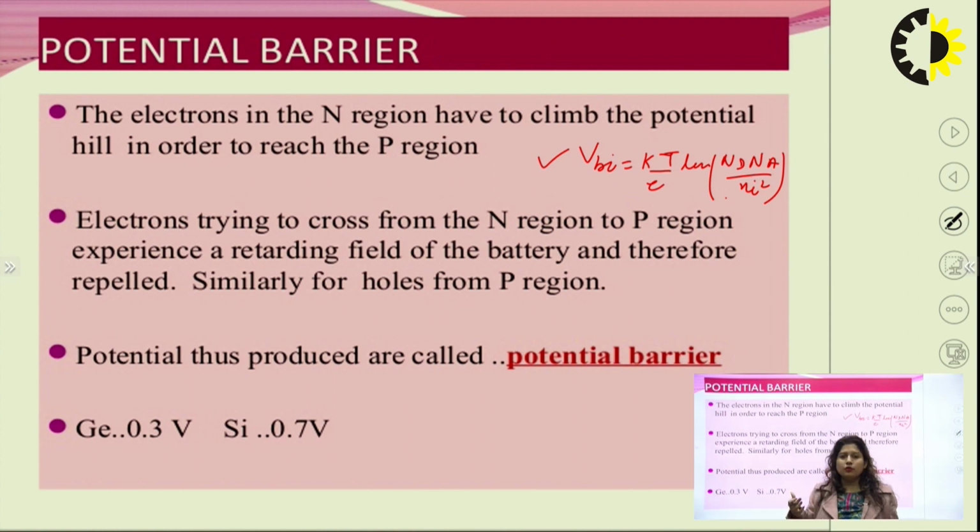That built-in voltage we have to cross, we have to apply a voltage exceeding that built-in voltage. Electrons trying to cross from the N region to the P region will obviously suffer a retarding field. So we have to see whether the built-in voltage is applicable to that particular point or not. The potential thus produced is called the built-in potential barrier, and its value for germanium is 0.3 and for silicon is around 0.7 volts.